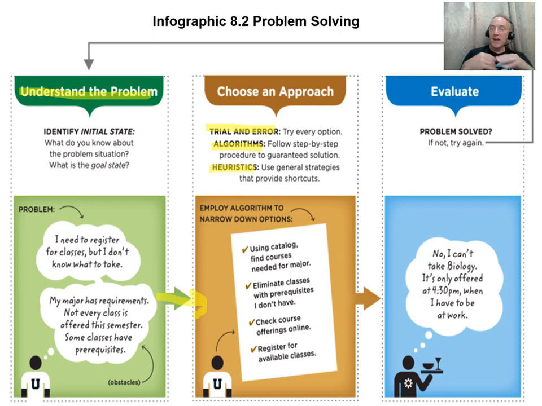Some problems have a very specific way of solving them that we would call an algorithm. Sometimes there might be a specific way of solving it, but you don't know it, so you have to try different things until you find one that works. Sometimes you just use some general strategy or some shortcut that usually works, but is not guaranteed to work. That's what's known as a heuristic.